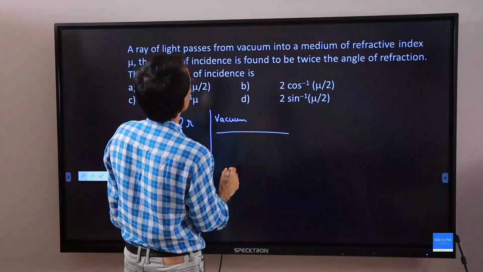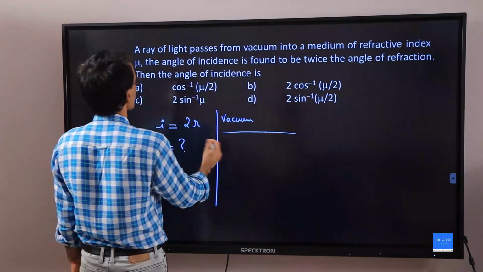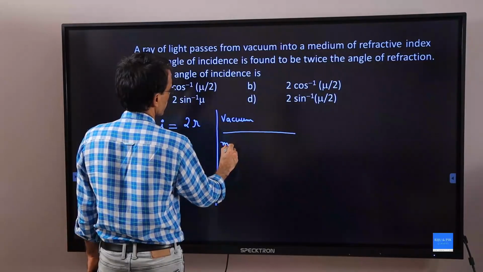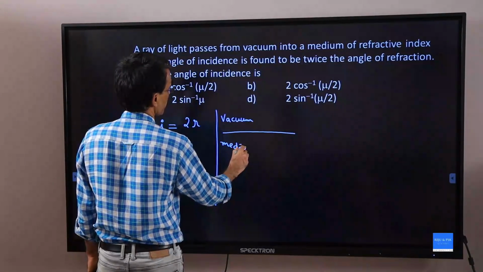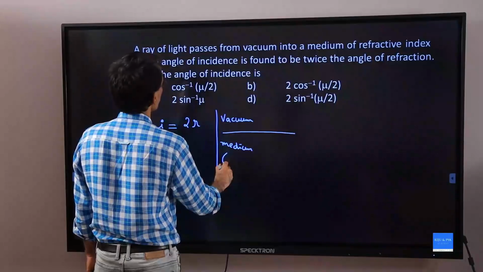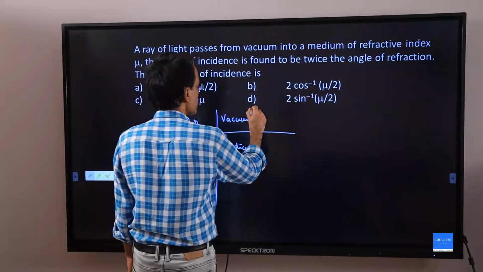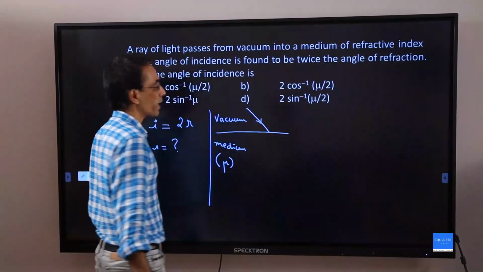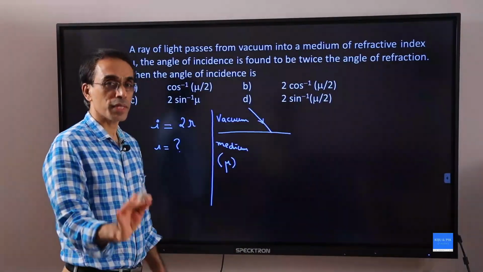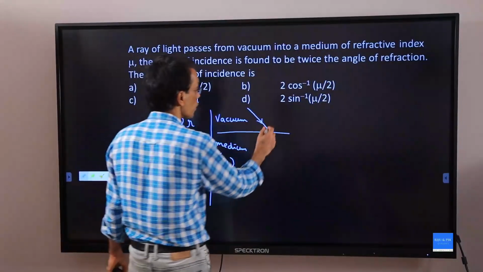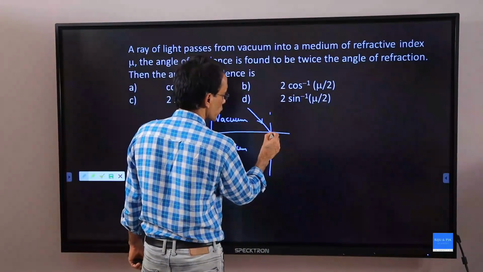And this is the other medium. There is another medium. Refractive index is given as mu. This is coming from vacuum, and vacuum is the rarest of all. Any other medium must be denser than vacuum. So instead of going straight, this will bend like this.